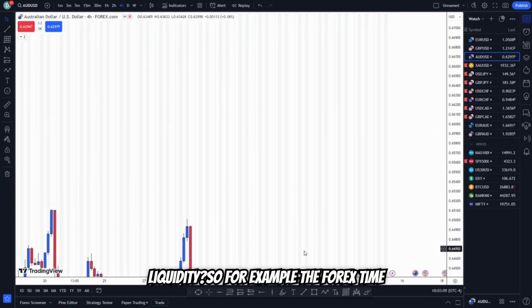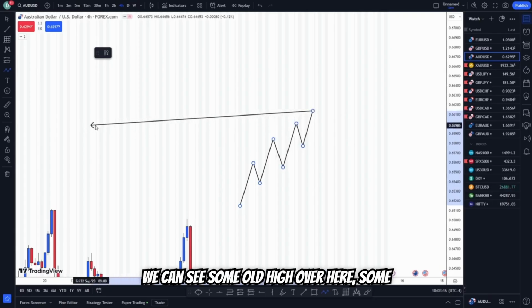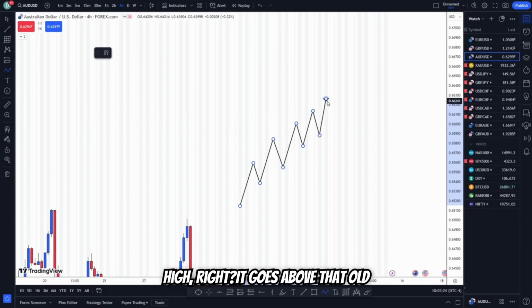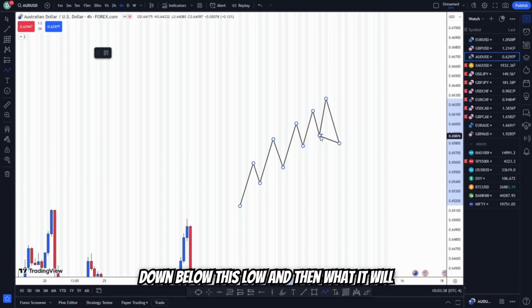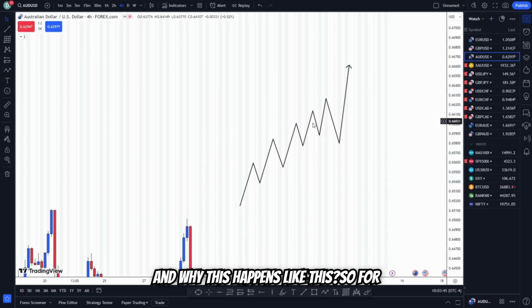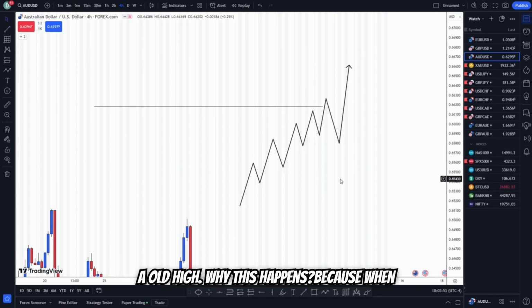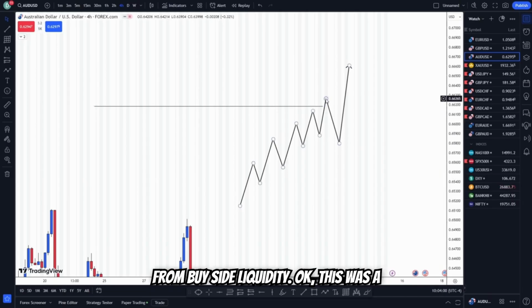Okay, but the thing is, what about the liquidity? So for example, the 4H time frame is bullish. Okay, now we can see some old high over here, some old high. Okay, price goes above that old high, right? Now you tell me what you will do over here. You will look for sales, right? So what will happen is that price will go down below this low, and then it will go up from this, like this. And why does this happen like this? This is an old high. Why does this happen? Because when your order flow is bullish, you should take trades from sell side liquidity, not from buy side liquidity.